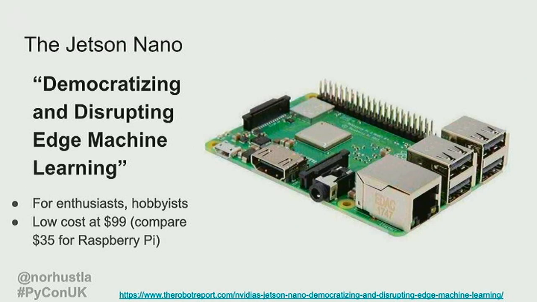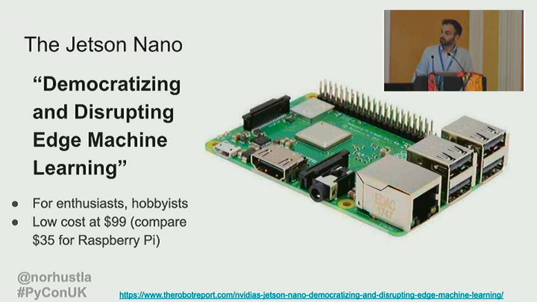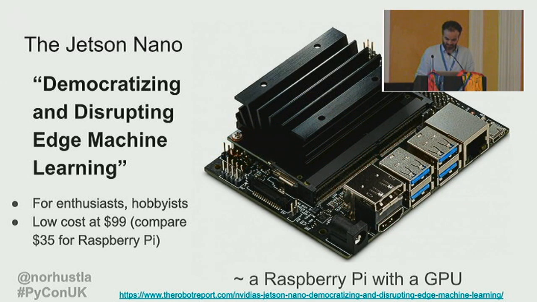So the Jetson Nano has been touted as democratizing and disrupting edge machine learning. If anybody can spot the mistake on the slide, that's not a Jetson Nano. That's a Raspberry Pi. That's a Jetson Nano. So you can see the difference. There's this huge heatsink on the top. And it's a similar order of price to some Raspberry Pis. I think a Raspberry Pi Zero is much cheaper. But $99, so depending on what happens with our government at the moment, around £95. So it's quite a reasonable price.